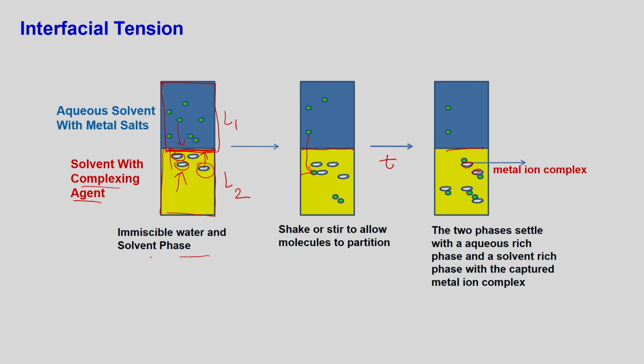So, as I said, there are two immiscible phases, the aqueous phase and the solvent phase. We assume that the aqueous phase has the metals, and now you want to take them down to the solvent phase. So, you stir it, some part goes through, and in the final stage the two phases settle into the aqueous-rich phase and the solvent-rich phase.